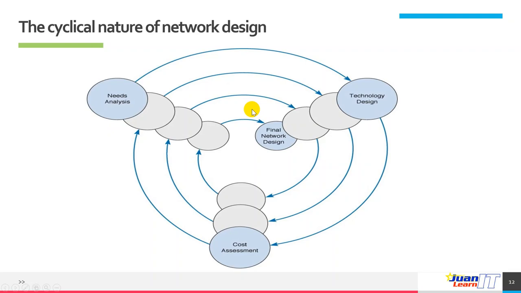So the process then cycles back to the needs analysis. For instance, from the last phase presented earlier, you are already on the cost assessment. If there are some considerations again, that would be cycled back to the needs analysis, which is refined using the technology and cost information to produce a new assessment of users' needs. This in turn triggers changes in the technology design and cost assessment and so on. By cycling these three processes, the final network design is settled as shown here.